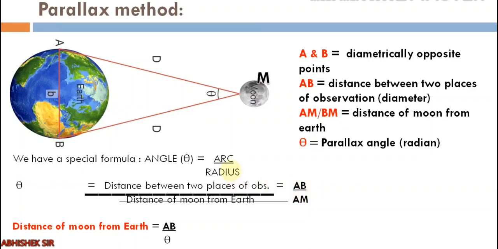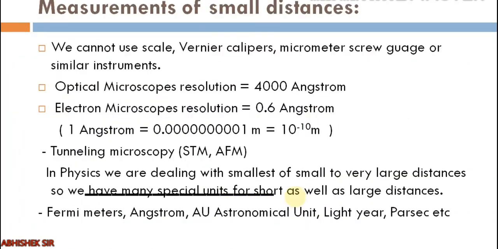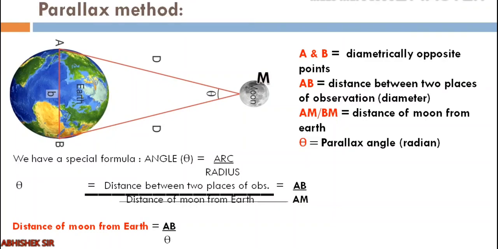Now, below it is radius. So that is distance of moon from earth. That is our AM or BM. Clear? So the formula becomes angle equals arc upon radius, theta equals distance between two places of observation upon distance of moon from the earth. Clear? So that is equal to AB upon AM. So what we are finding is AM. Clear? Distance of moon from the earth. Clear? It may be AM or it may be BM as well.